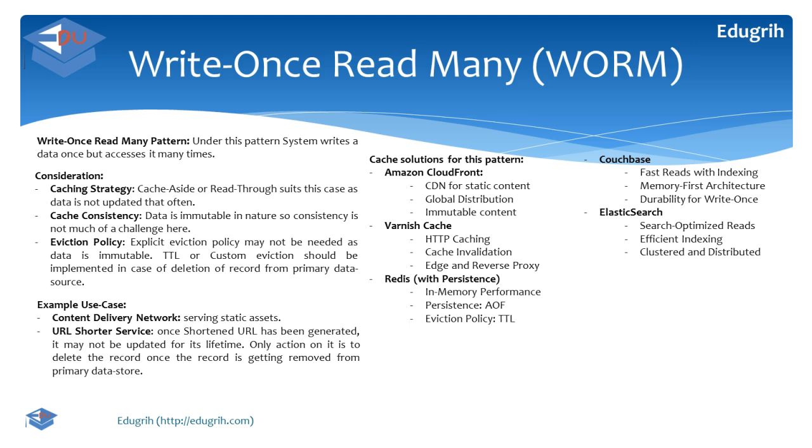Cache solutions for this particular pattern: Amazon CloudFront in the case of web content, a CDN for static content with its global distribution and the immutable nature of the content. Varnish Cache, as previously specified, a lightweight CDN with HTTP caching, cache invalidation, and edge and reverse proxy feature support. Redis with persistence. With persistence, Redis needs certain configurations to be carried out.